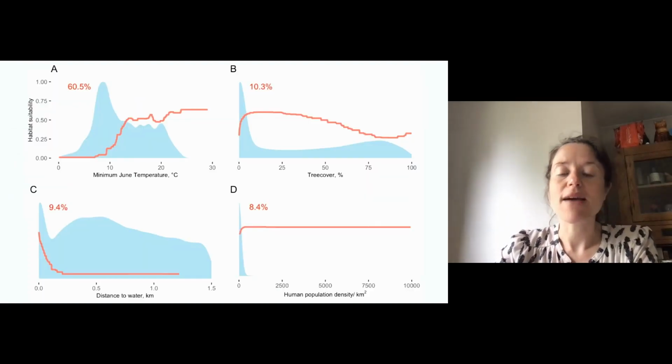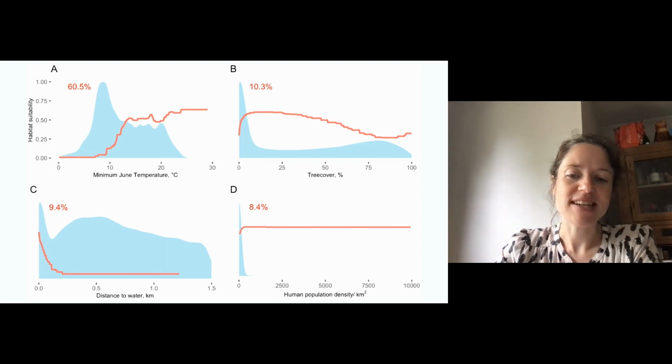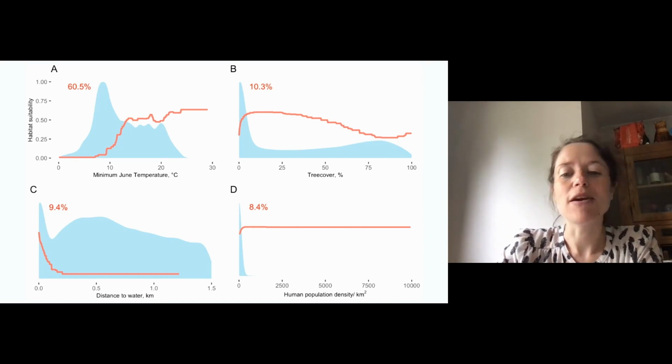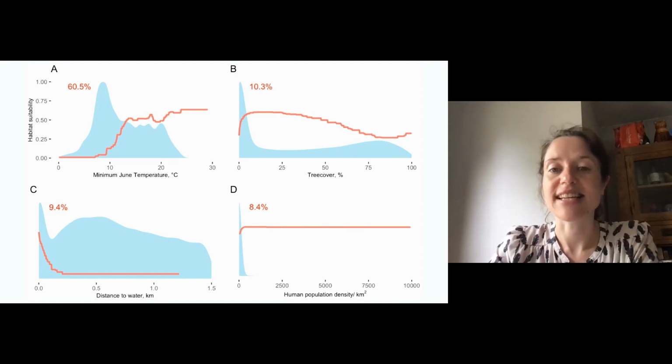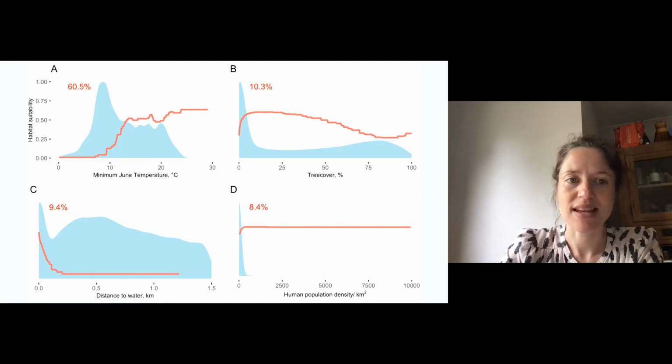Here's some of those predicted environmental relationships. Martins like it relatively warm in June. They like a small amount of tree cover, but not to be fully forested. They like to be close to water. And they like some people to be around to provide them with housing, presumably. But beyond a certain threshold, population density didn't have an impact on their occurrence probability.